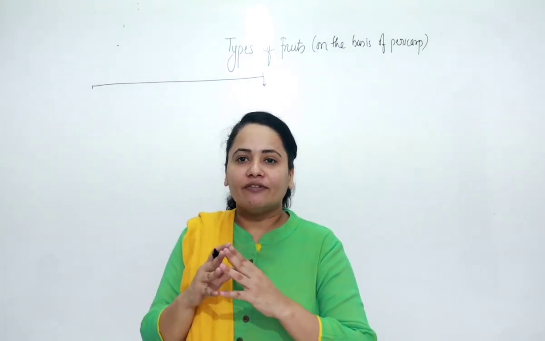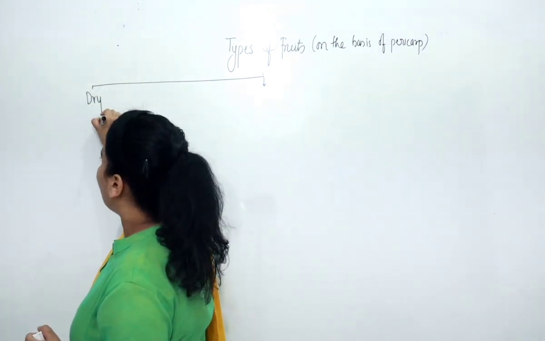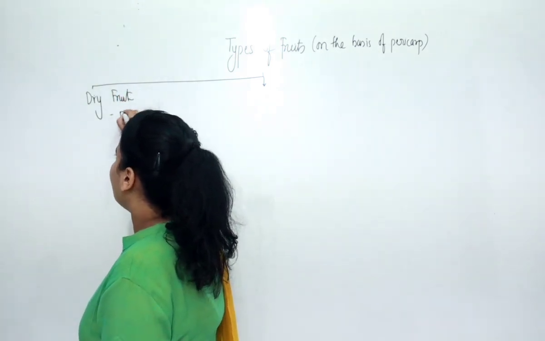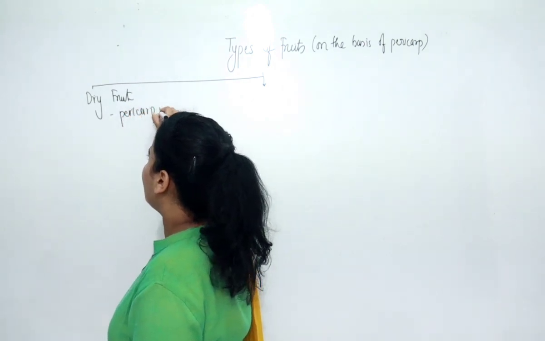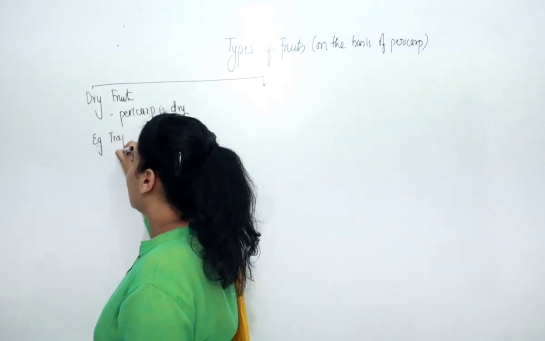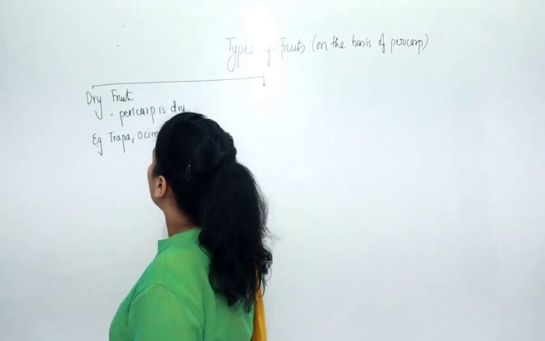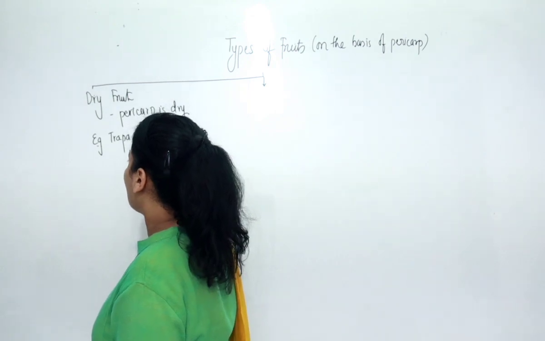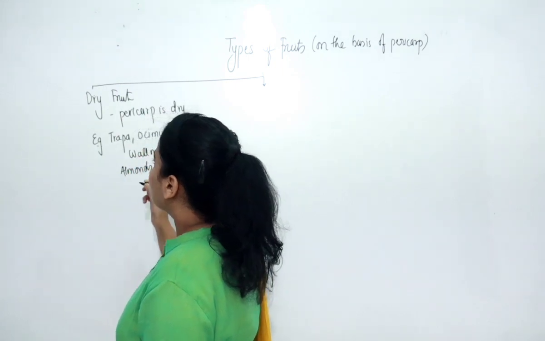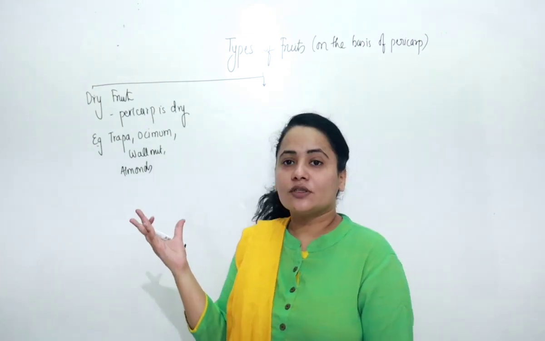If the pericarp is very dry, it is known as a dry fruit. So here we will mention that the pericarp is dry. Examples of this are trapa, ocimum, that is tulsi. Further you can take the example of apricot, walnuts, almonds. All these have a pericarp whose outer wall is dry, so that is what you call a dry fruit.